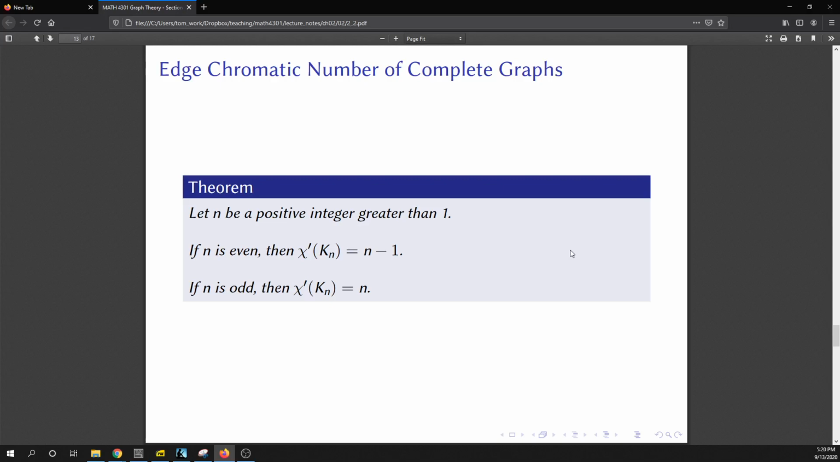So let n be a positive integer greater than 1. If n is even, then the edge chromatic number of the complete graph on n vertices is n minus 1. And then if n is odd, then the edge chromatic number of K sub n is equal to n. Okay? All right. And so let's take a look at some of those.